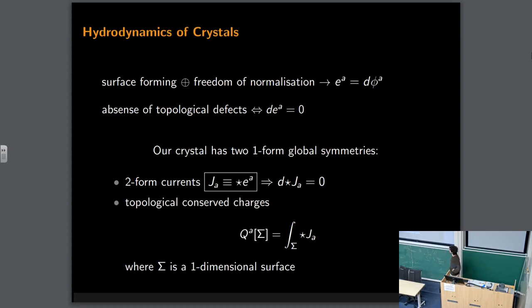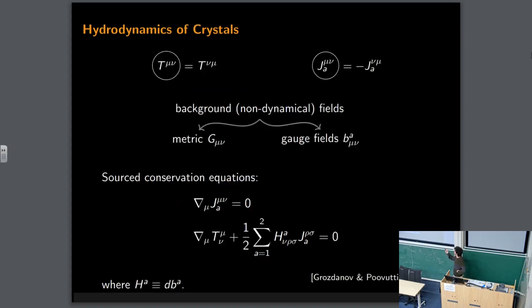So from this it's quite easy to see that our crystal has two one-form global symmetries. The way to see this is by building these two-form currents given by the Hodge star of E, such that J is co-closed, and then by integrating star J over one-dimensional surfaces, we obtain the topological conserved charges associated to these one-form global symmetries.